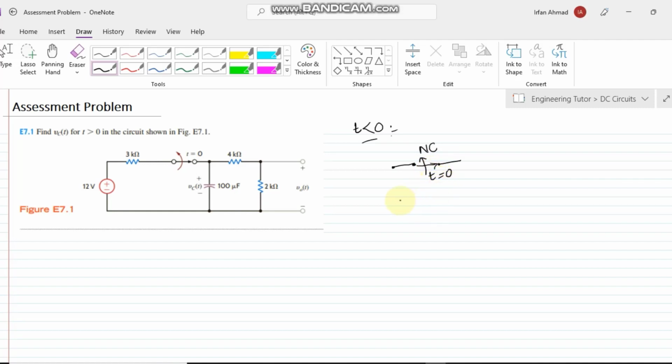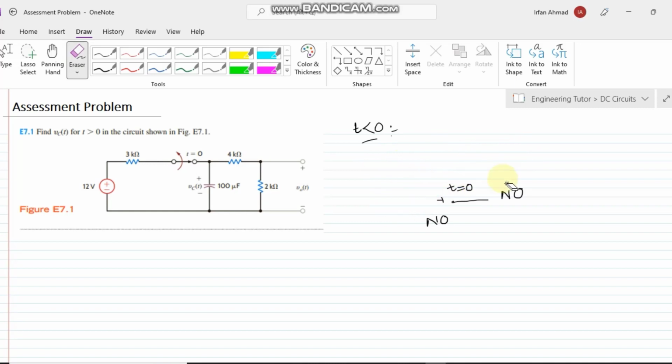Similarly, we have another type of switch, denoted by this one, and it is called the normally open switch, and it turns on at t equal to 0. So we have two types of switches: this is the normally closed switch while this is the normally open switch, and both of these types of switches will be encountered in this type of example. So let us start our example here.